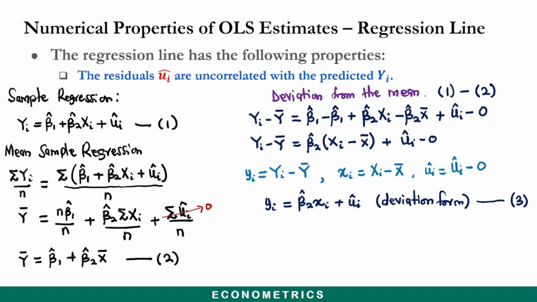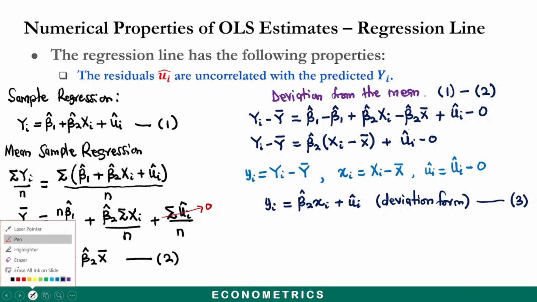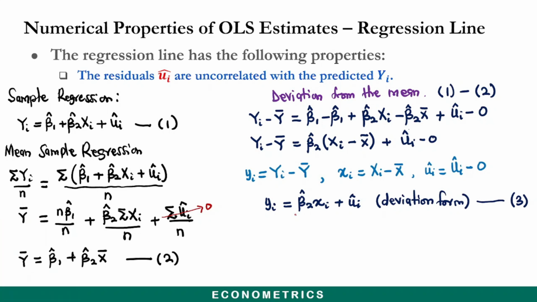In that case, this looks very similar to equation 1, except that equation 3 is in its deviation form. So you can see that this second term is lowercase yi hat, which is the estimated y in deviation form. So we can also write that yi hat equals beta 2 hat lowercase xi. So that is also going to be the estimated y in deviation form.